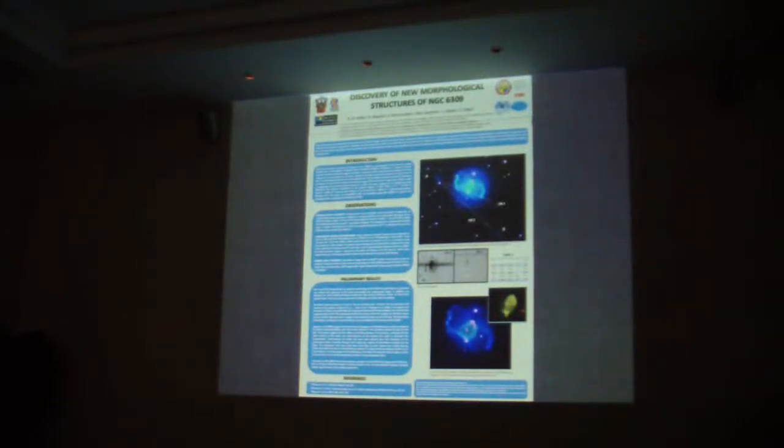Hi everybody, in this poster we present new images of NGC 6309 from the Nordic Optical Telescope, where we found two blobs probably related to the main nebula. H-alpha spectroscopy taken at the Observatorio Astronómico Nacional in San Pedro Mártir in Mexico confirms the presence of the blobs. And my poster is number 2. Thank you very much.